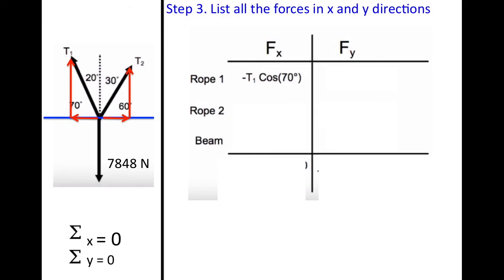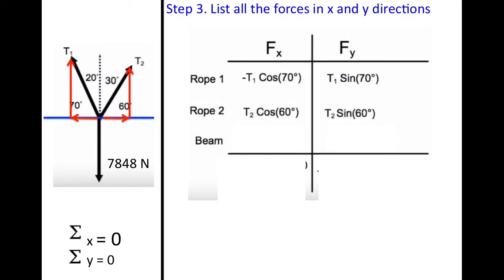And remember that cosine is just the adjacent over the hypotenuse, and then when you rearrange it, you get this. And it is negative because it is in the second quadrant. It is going to the left. For your y component of rope 1, that is T sub 1 sine of 70. Over here in rope 2, you are going to have the sine and the cosine of 60.